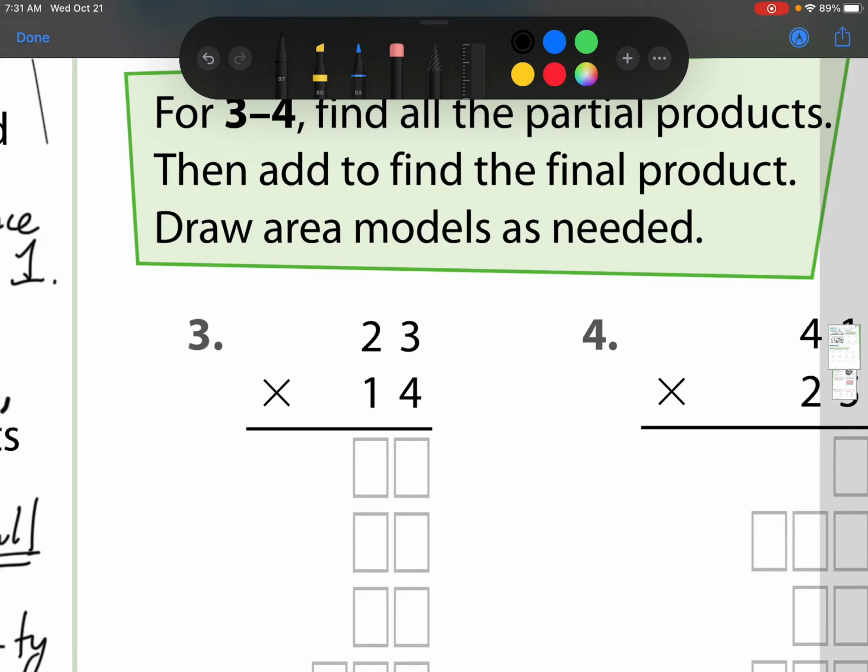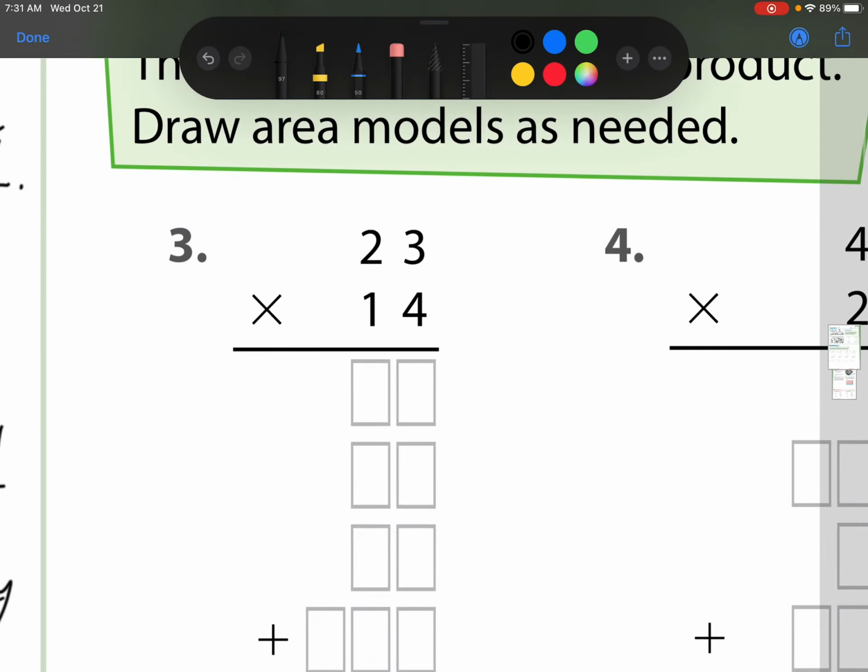All right, so we have these boxes to fill in, and it says fill in all the partial products and then add to find the final product. Draw area models as needed. Well, I think we're good without those area models because we've been practicing them, and it's all been building up to these partial products. So I don't think we'll be needing those today. So let's begin.